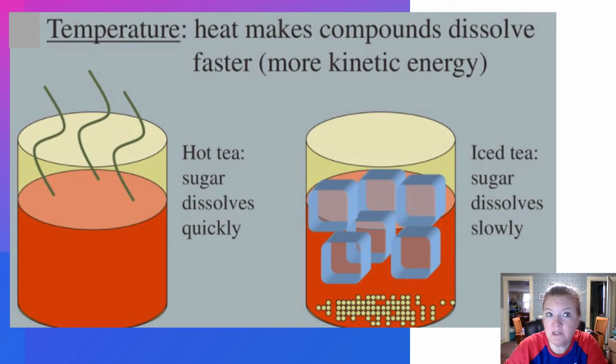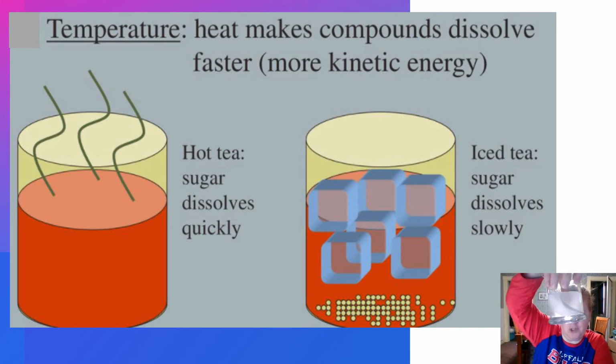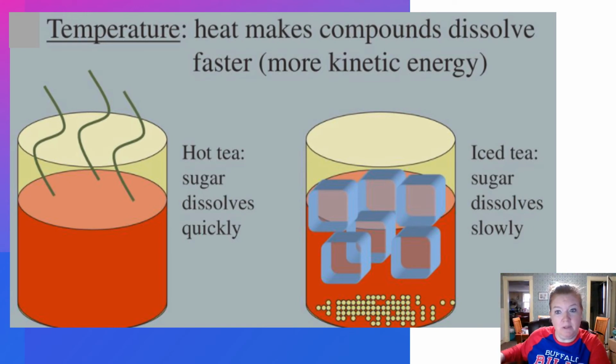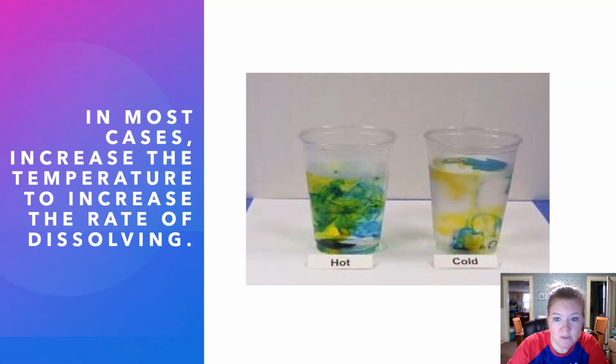You may have thought of this one, temperature, so heat it up. I just took this water straight from the tap, but how about if I put it in the microwave first? Or if I heated the water on the stove first? Use warm water. It will dissolve faster. In most cases, increasing the temperature increases the rate of dissolving. You could see that illustrated here with putting drops of food coloring in. In hot water, the food coloring starts to dissolve a lot faster than it does in cold water.